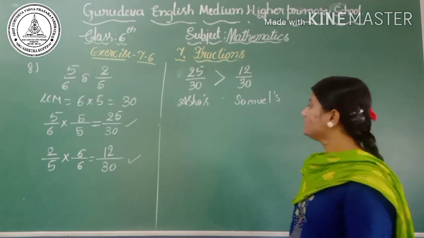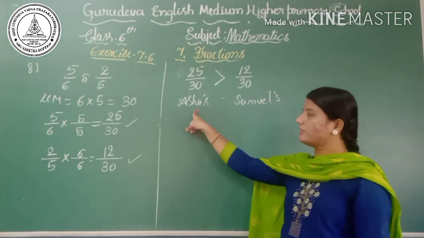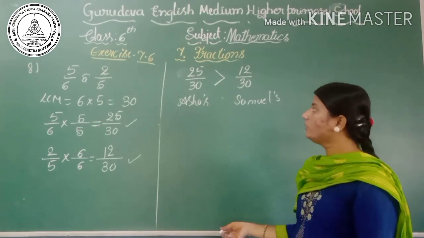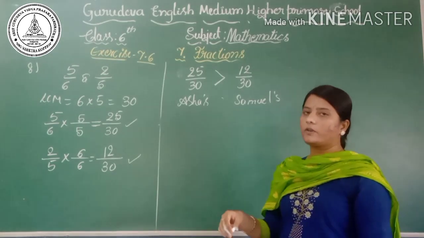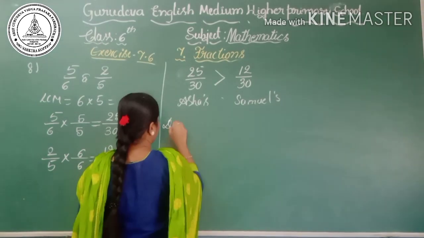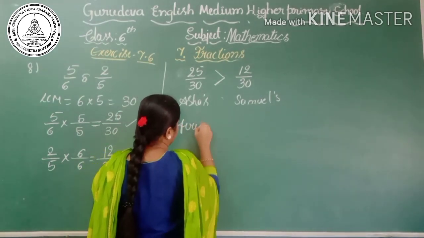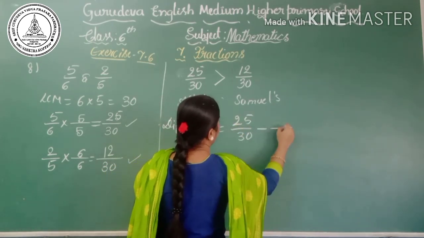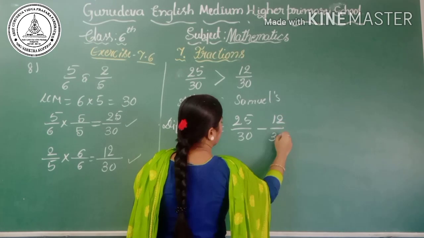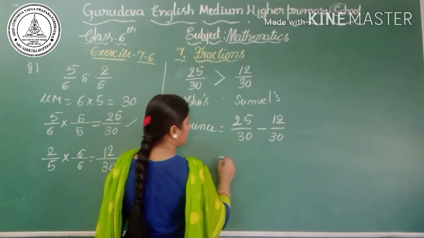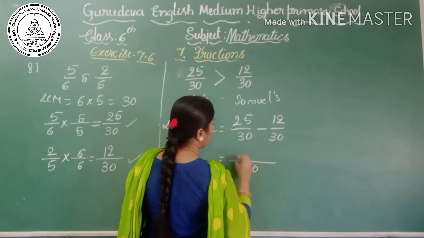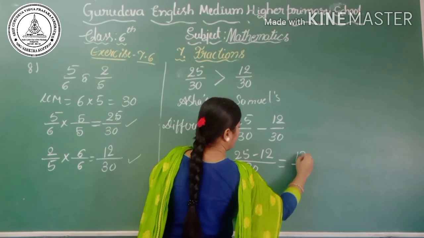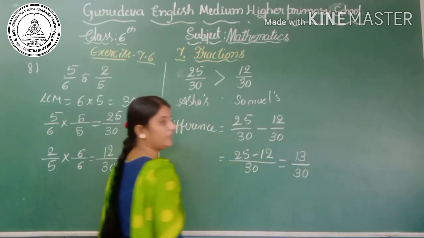Whose shelf is filled more? Asha's shelf is filled more by what fraction? How can you find it? By what fraction is it filled more? We have to subtract. The difference is equal to 25 by 30 minus 12 by 30. These two are like fractions, so subtract the numerators: 25 minus 12 equals 13 by 30.